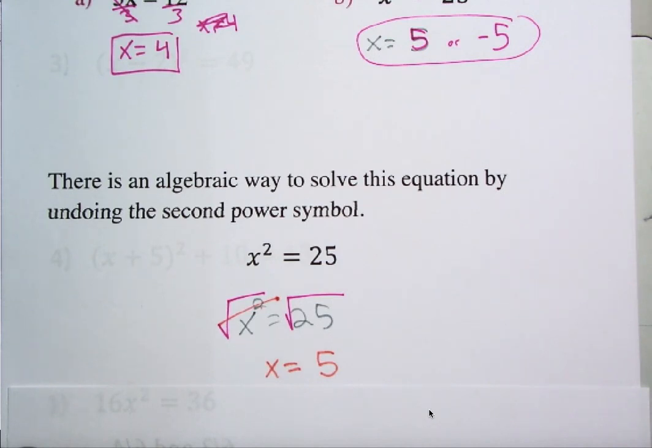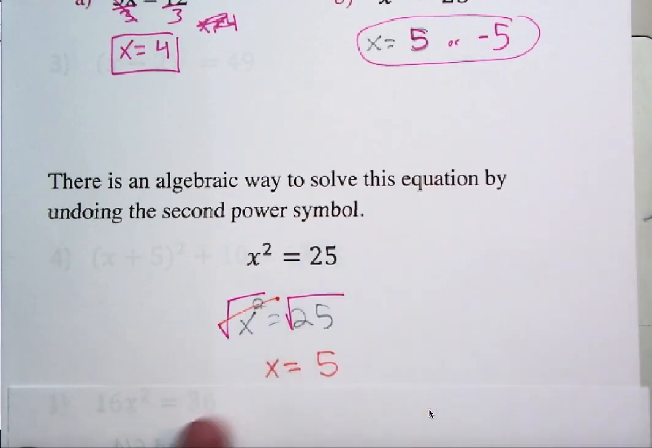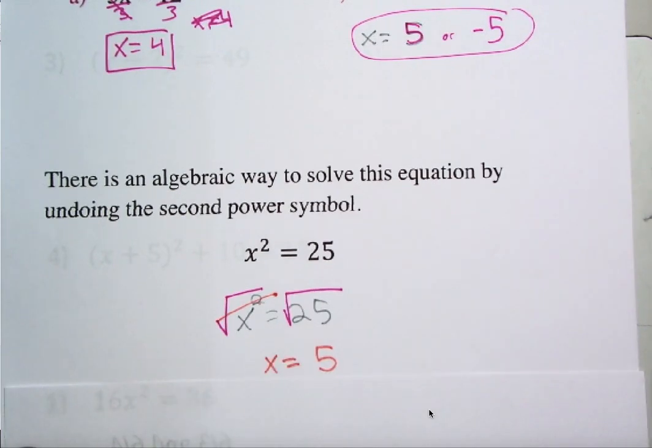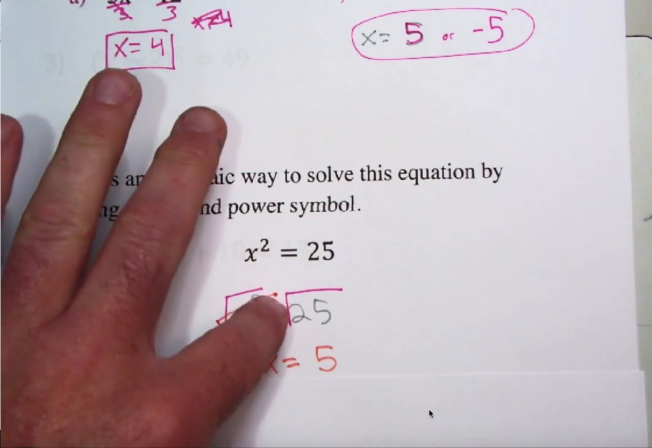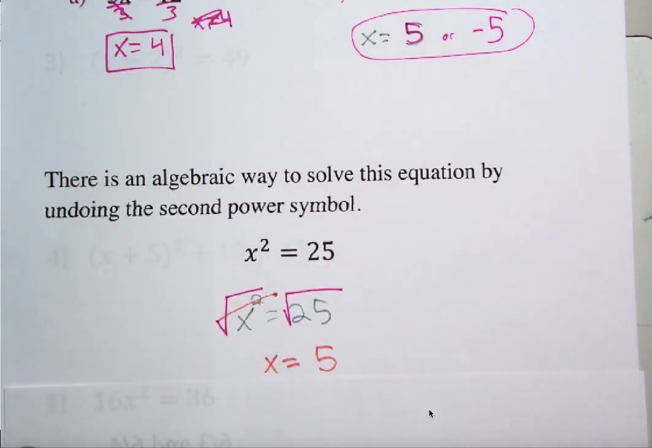Oh, wait, though. We found that it works 5 or negative 5. When we take the square root, we only said 5, but there's two answers, right? 5 and negative 5 both will work here. If I take the square root and I only, oh, but it's positive and negative 5. So here's the new thing.